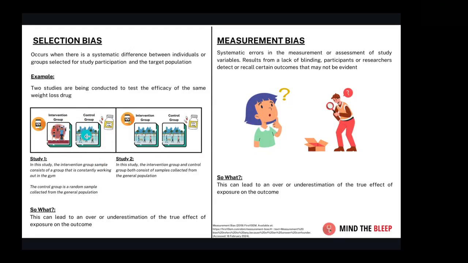because these groups are not equal. They're not the same. It's going to introduce a bias. This is the selection bias. So the bias here is in terms of your sampling.